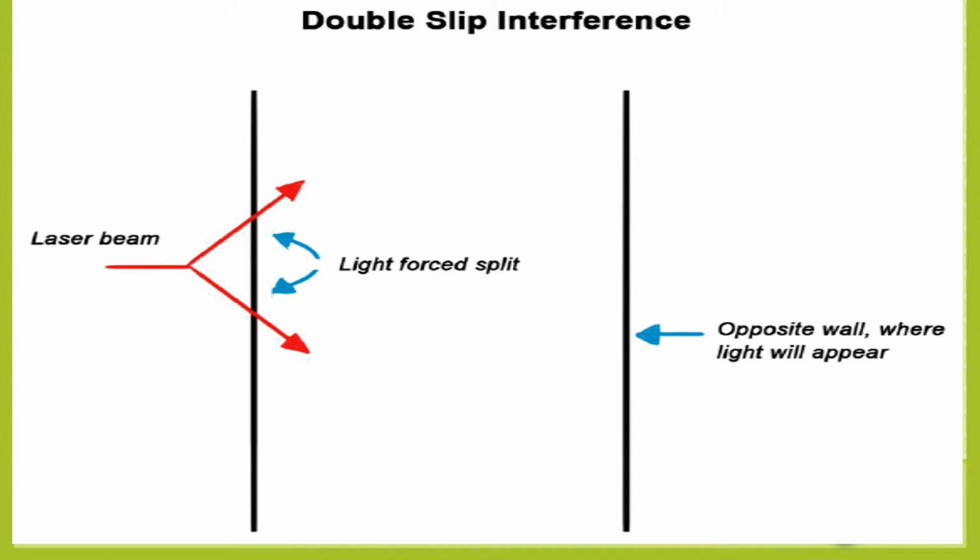So for a clearer diagram for double slit interference: laser beam, look at the diagram, look at the arrow, then the light is forced to split. You have to consider that there are two slits in this diagram. So light is forced to split towards the direction of the arrow. Then how about here? The opposite wall is where the light will appear.